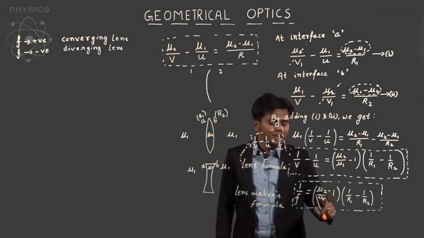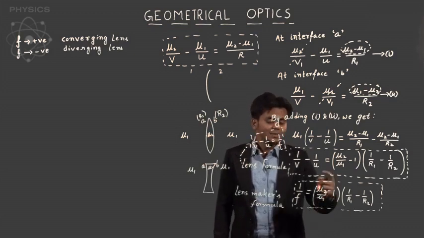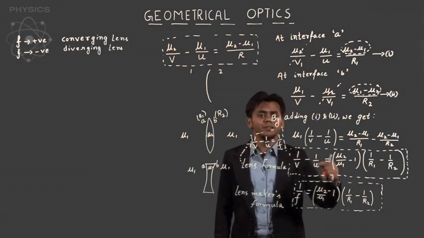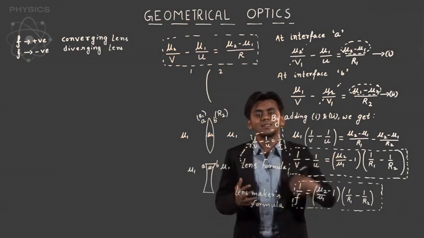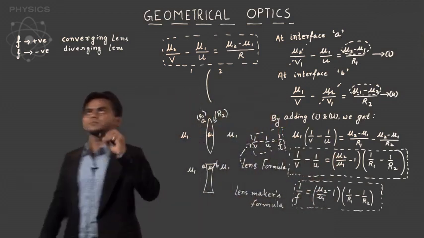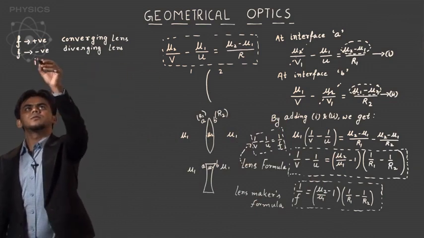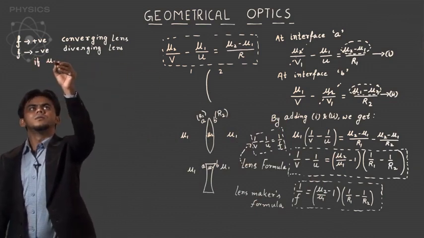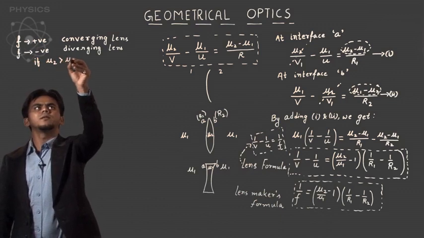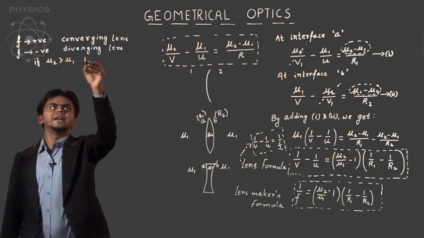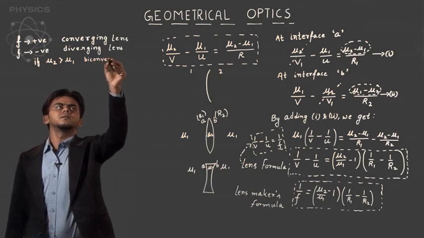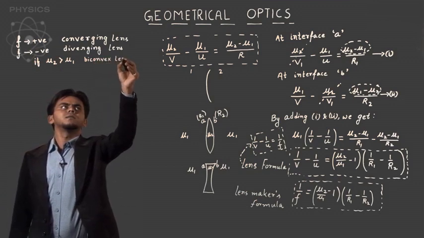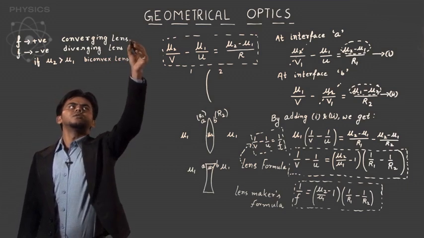If mu2 by mu1 is greater than 1, this is positive. This means if mu2 is greater than mu1, your biconvex lens is converging lens. Just write it over here. If mu2 is greater than mu1, biconvex lens is converging.